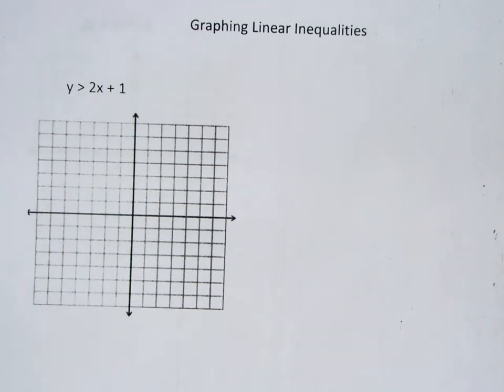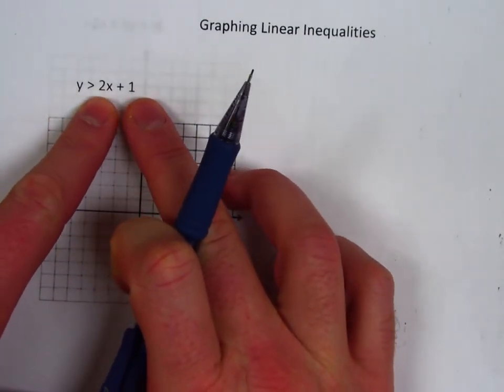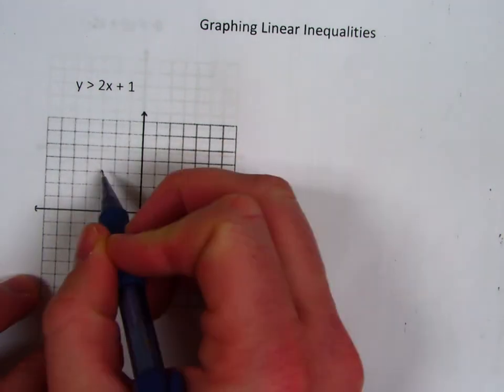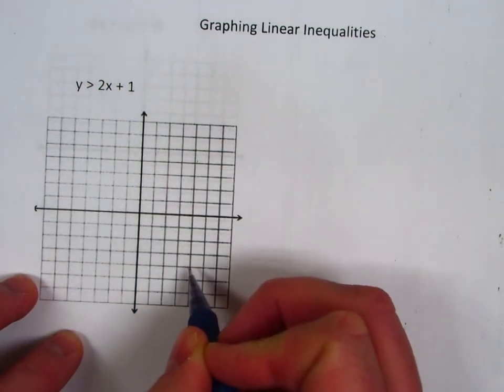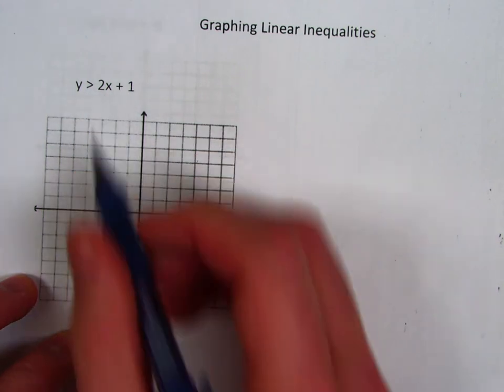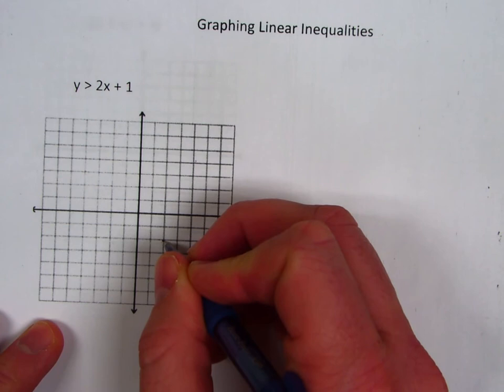Okay, what I've got is a video here on graphing linear inequalities. So we're going to begin with this example, y is greater than 2x plus 1. Well, what we have is a bunch of coordinates on this coordinate plane that are shown here. Some of them are solutions to this inequality, and some of them are non-solutions. And so let me explain what I mean by that.